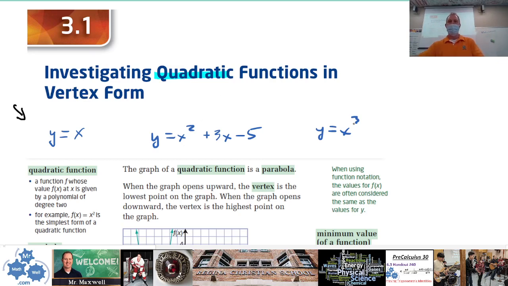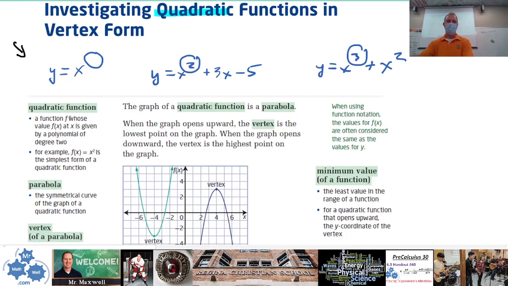That's the maximum. X cubed, this is not a quadratic. Even if it has this, even if it has that, that's not a quadratic. This is a cubic function. The largest exponent dictates what degree the function is. Okay. So now we've got that out of the way. A quadratic function is a function whose value f of x is given by a polynomial of degree 2. That's fancy wordage for the largest exponent is 2 on any of the variables. Largest exponent 2. Awesome.